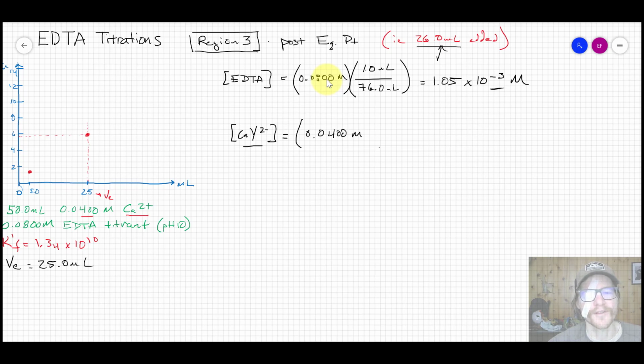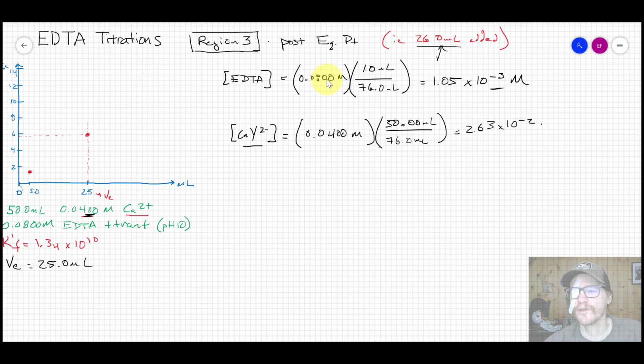So that's going to be our 0.0400 molar that comes from our original calcium concentration, and then multiplying that by our original volume, which gives us the original number of moles of the calcium complex without any additions of titrant, and then we divide that by our total volume here. So very similar. That gets us a value of 2.63 times 10 to the minus 2 molar. So that is the new concentration of calcium complex, because we've driven that reaction.